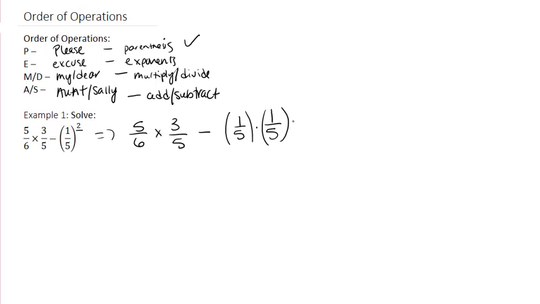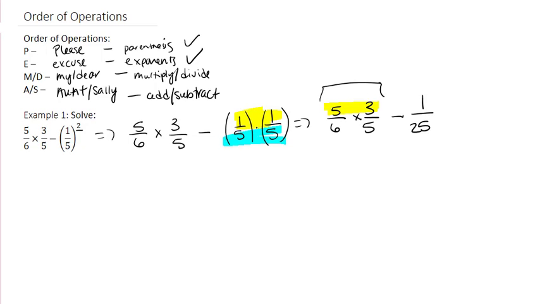So let's then go ahead and multiply this out. So we have 5/6 times 3/5 minus 1/25. As we multiply the 1's together, we multiply the 5's together. So now we dealt with exponents. Our next thing will be to multiply and divide. So we can see that we need to deal with this next. So we would multiply the top two numbers together, and then we'd multiply the bottom two numbers together.